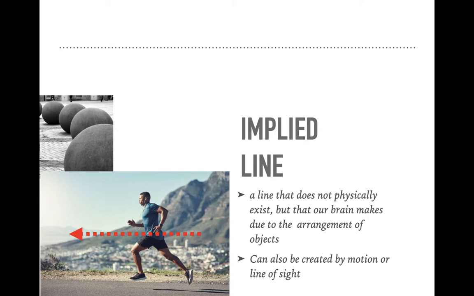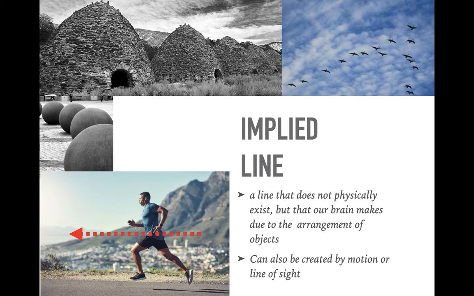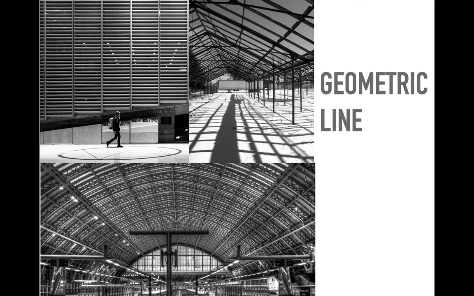There are also very frequently implied lines due to the arrangement of elements or objects. So we have the implied line of the arrangement of the birds. We also have the implied line of their motion. So all lines are either real or implied.